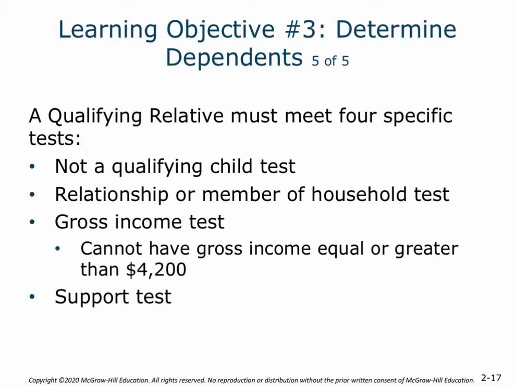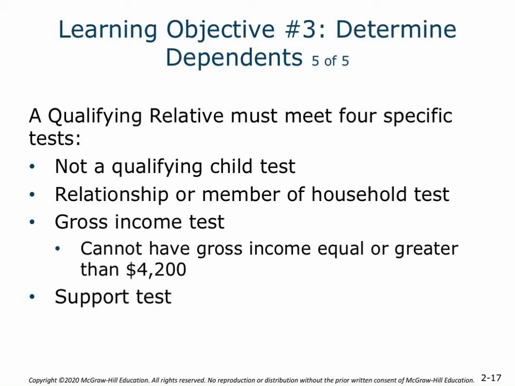Learning objective 3, determining dependence. So here, a qualifying relative has to meet 4 specific tests that we're going to see. So the first is going to be, if you remember when we were setting out those 3 general tests, this was for a dependent to be either a qualifying child or a qualifying relative. The first of those tests for a qualifying relative is that you're not a qualifying child. So if you meet the qualifying child test, you're going to be considered a qualifying child. If you do not meet the qualifying child test, then you fall into this grouping of tests.